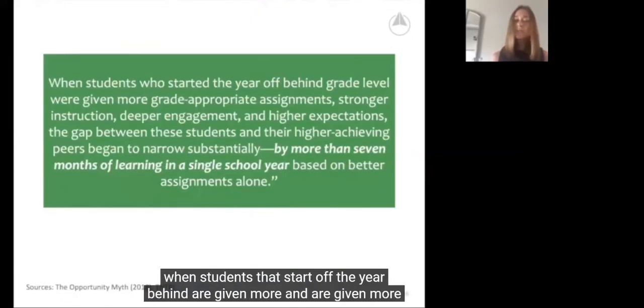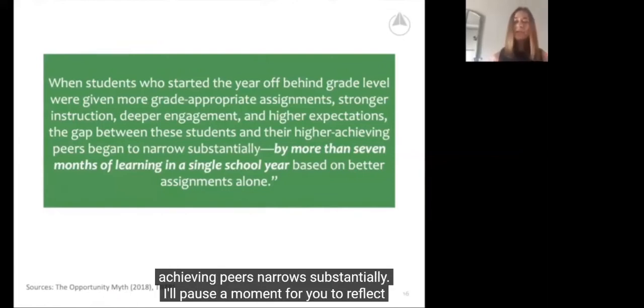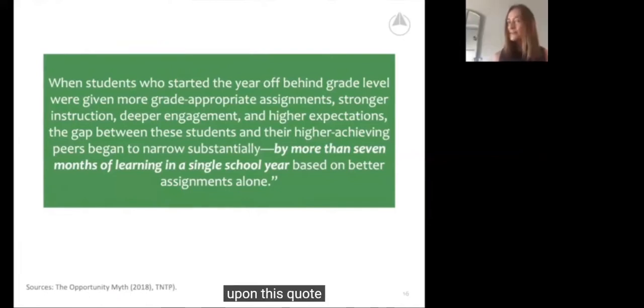We know that when students that start off the year behind are given more grade appropriate assignments, the gap between these students and their higher achieving peers narrows substantially. I'll pause a moment for you to reflect upon this quote.